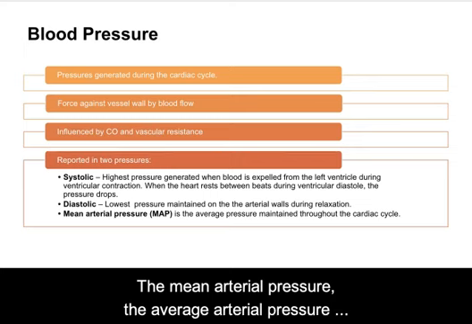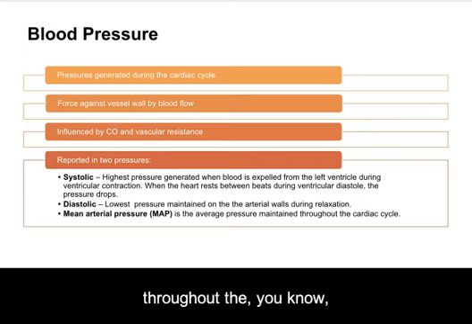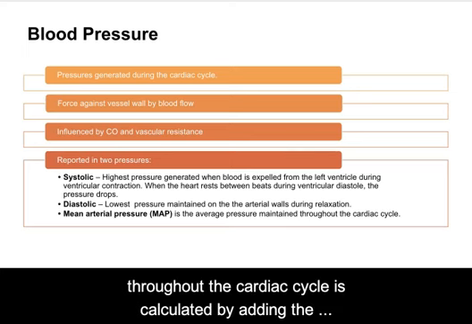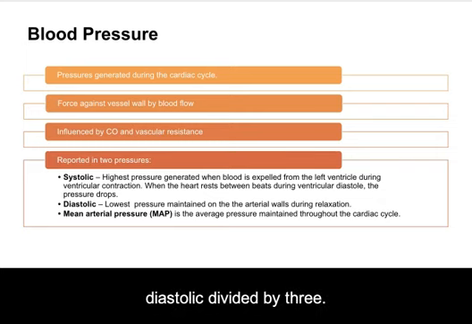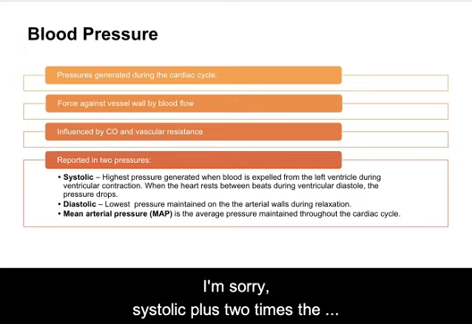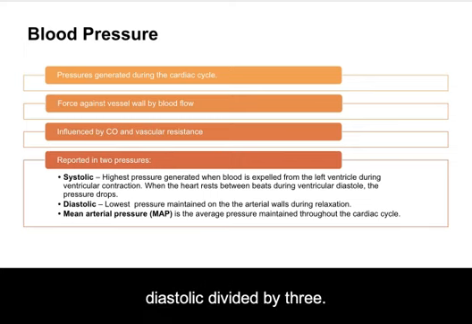So the mean arterial pressure, the average arterial pressure throughout the cardiac cycle, is calculated by adding the systolic twice: 2 times the systolic plus the diastolic, divided by 3. Systolic plus 2 times the diastolic divided by 3.